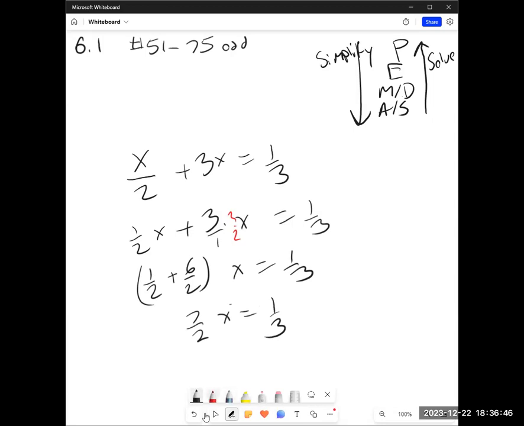And I'm going to multiply by 2 over 7, which is the reciprocal here. And x equals 2 over 21.